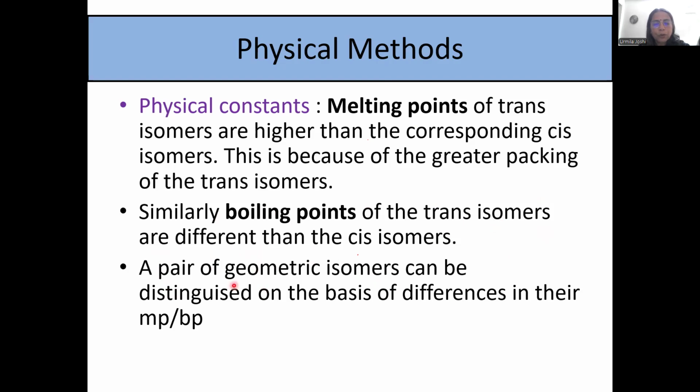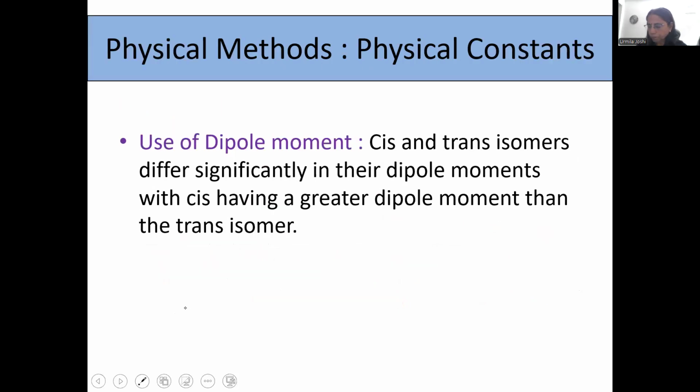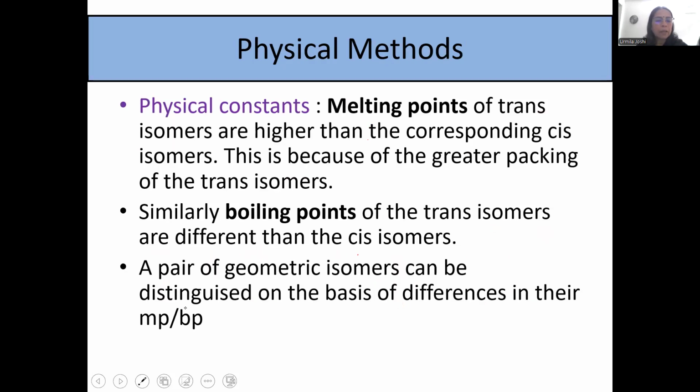A pair of geometric isomers can be distinguished on the basis of differences in their melting point and boiling point. For example, the cinnamic acid that you use in the lab has a melting point of 133. Just try to find out whether that melting point of 133 corresponds to cis isomer or a trans isomer.